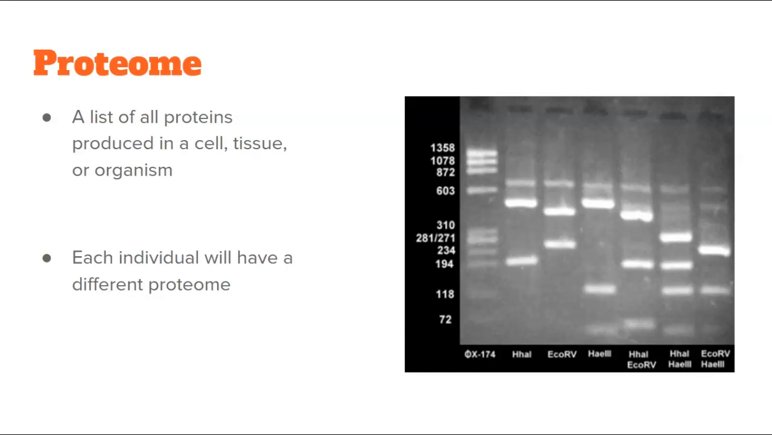Each individual will have a different proteome strictly because there are no two individuals that are exactly identical. I know you're thinking, what about identical twins? Well, the methylation of their genome is different, which produces different proteins, so slightly different. Very similar, but slightly different. And if you're like, wait, what's methylation? We'll get to that, don't worry.